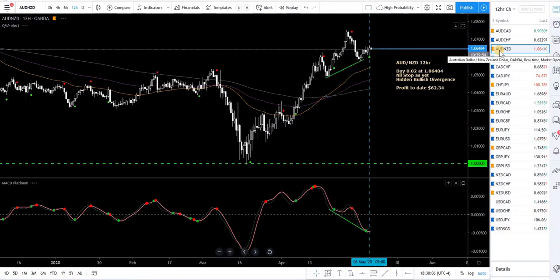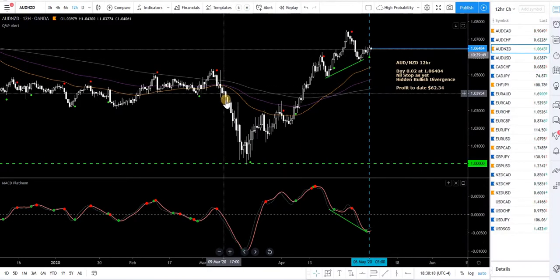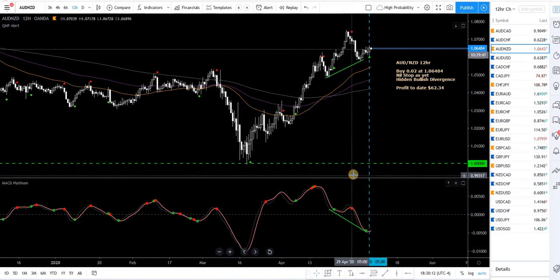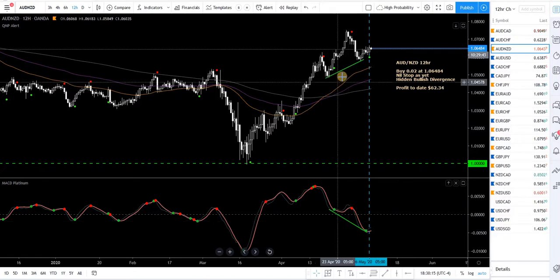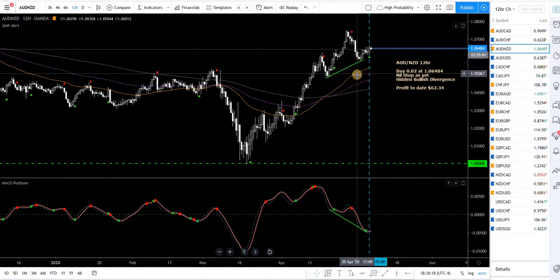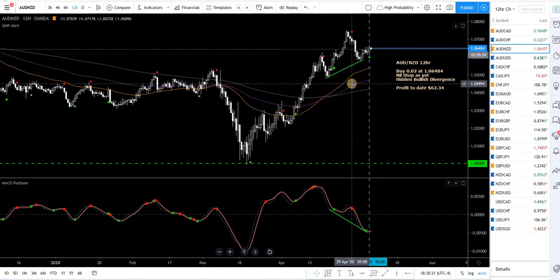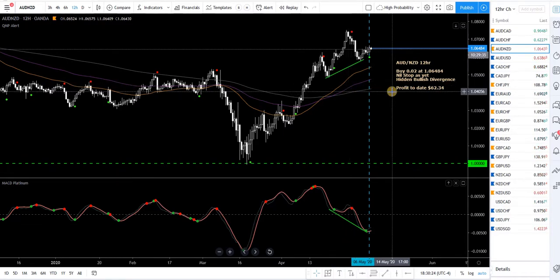Aussie, New Zealand. Just a new buy signal this morning, similar to the AUD CAD, except I haven't got the previous trades on. Hidden bullish divergence. Again, hasn't come back to the MAs enough for my liking. So I'm not super convinced this is going to work out, but you never know. So it's a new buy trade in Aussie New Zealand.